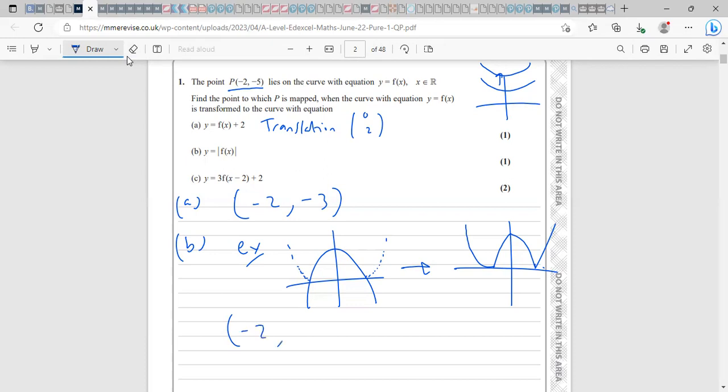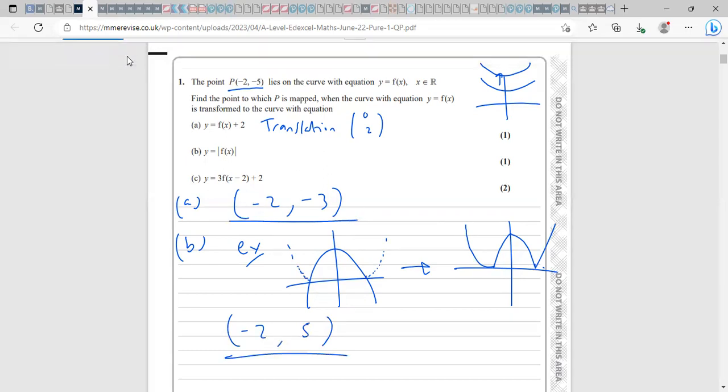So your new coordinate there is going to be -2 and 5. So that's the first one. That's the second one. And then finally, the last one, part C: y equals 3 times f of (x minus 2) plus 2.